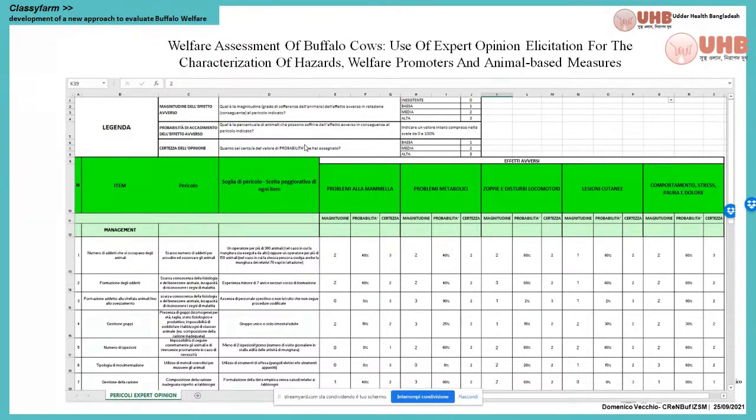rating the appropriateness and the level of animal pain and suffering due to the welfare consequence they measure. Experts were asked to score 52 hazards, 45 welfare promoters, and 14 ABM. Each expert expressed the answer for magnitude or seriousness and for duration. Probability is expressed as the percentage of animals that could have an adverse effect, and the certainty of the expert. All this information was collected and analyzed in a matrix to obtain the assessment.